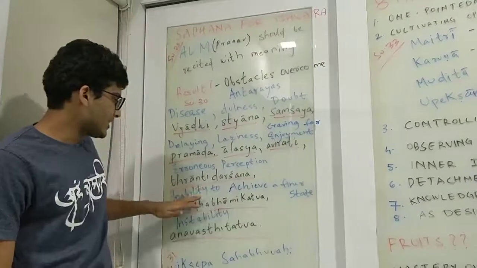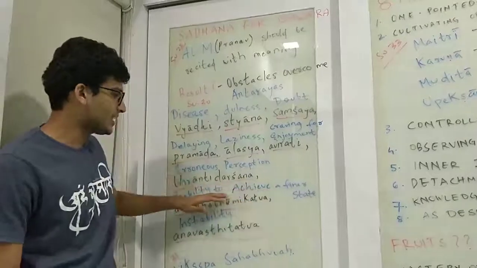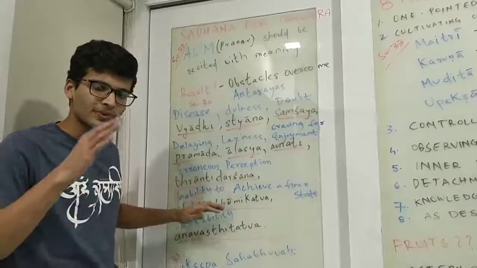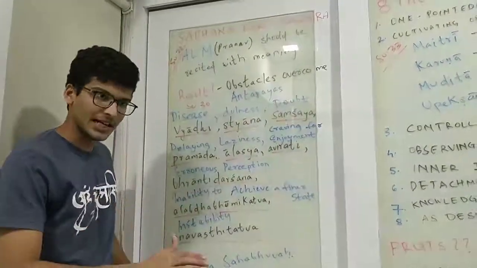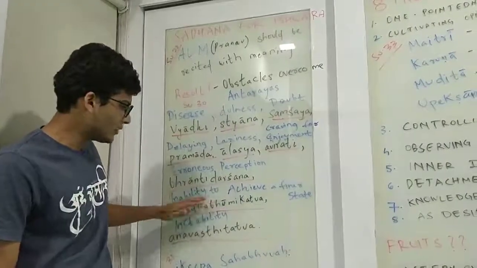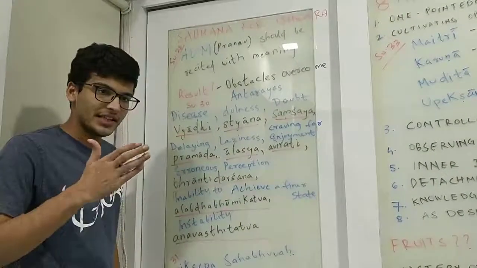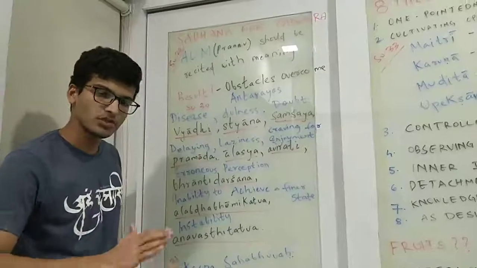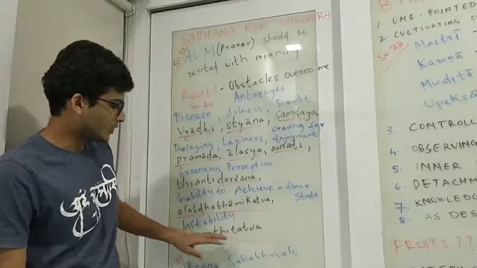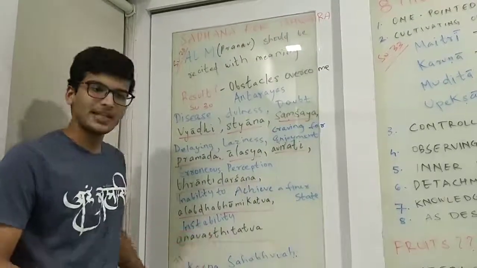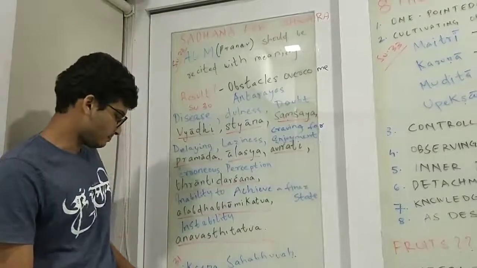Alabdha bhumikatva is inability to achieve a final state. Basically, when you go into samadhi, you move from the gross to the subtle to the subtler and subtlest. So inability to achieve a final state means you are there at the gross or the subtle level, but you can't go subtler. Anavasthitatva is instability. It could be at the body, the mind level.